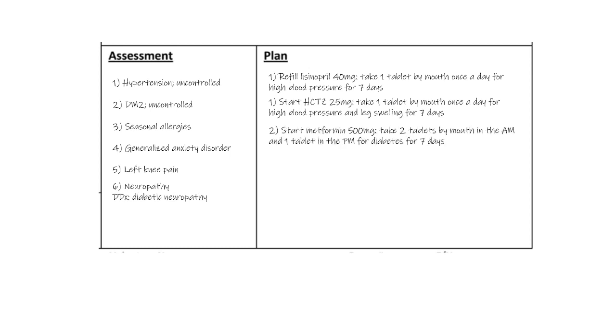Next, we have our diabetes, so she's going to increase the dose of that now from a total of, I think it was 1 gram that she was taking a day, now to 1.5 grams. So the SIG will look like this. Start metformin 500 milligrams. Take 2 tablets by mouth in the morning. So that's a total of 1 gram in the morning, and 1 tablet in the evening. So that's a full dose of 1.5 grams for diabetes for 7 days.